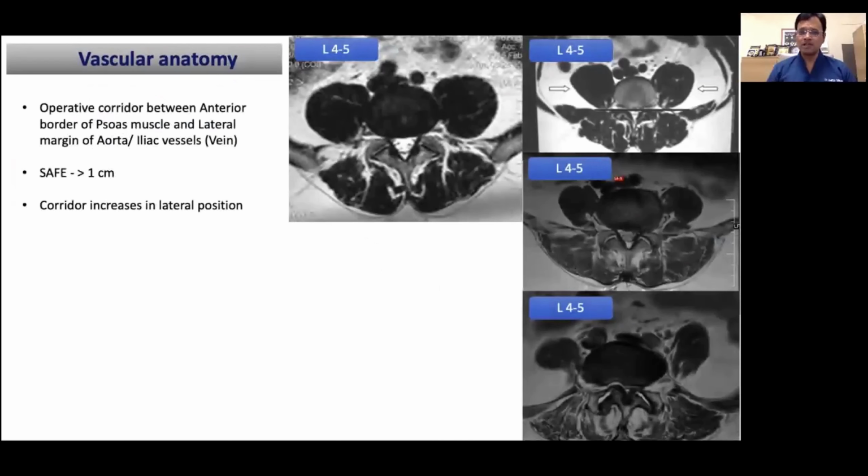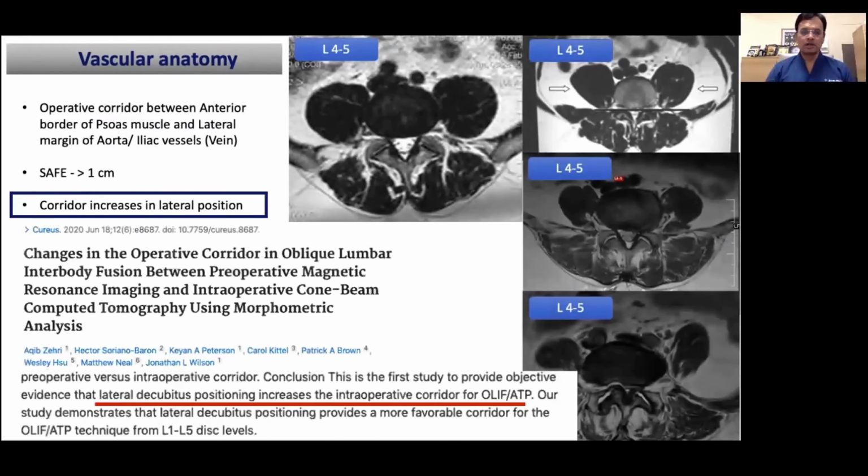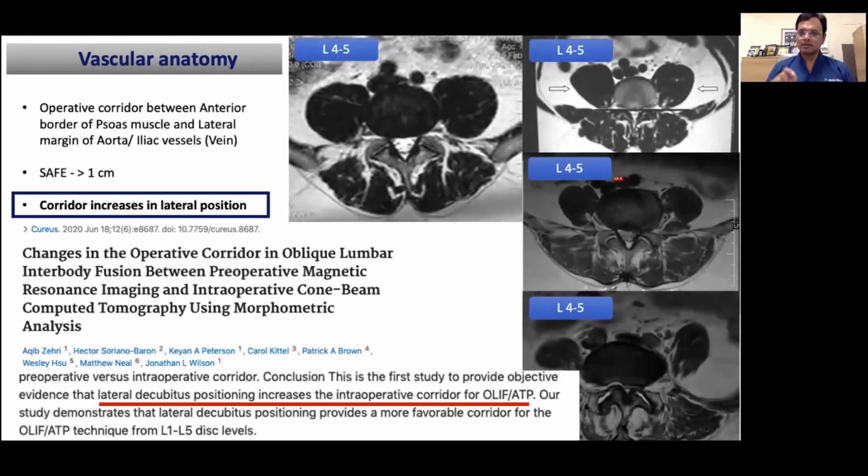And if you look at these images, all of these images are at L4-5. Though the window may be adequate in some cases, in some cases, even at the same level, the window may actually be absent. And this is something that we need to consider in a very detailed manner while selecting a case for an oblique interbody approach. Of course, there are some cases where we feel that the vessel is very close to the anterior border and there is not enough space between the anterior border of the psoas and the vessels.